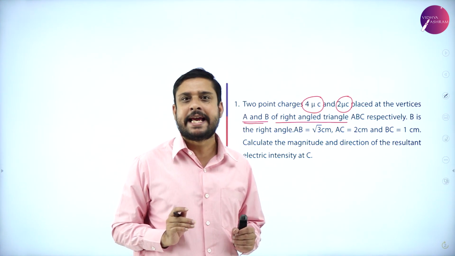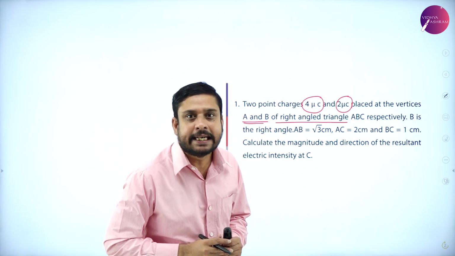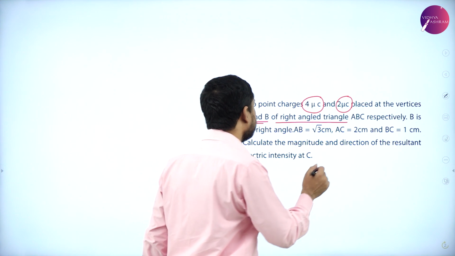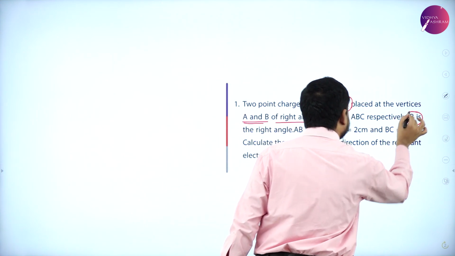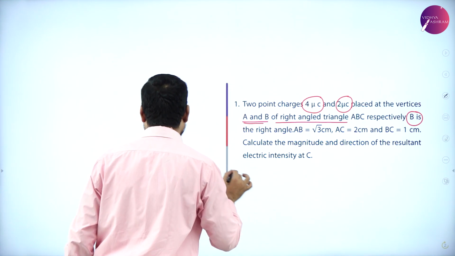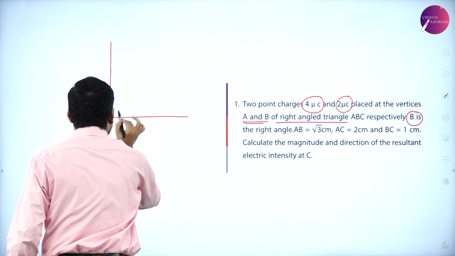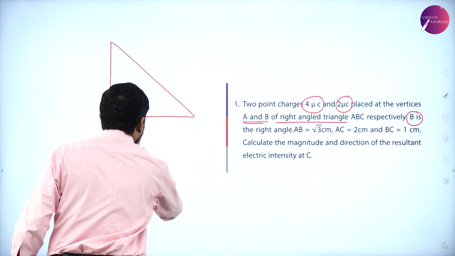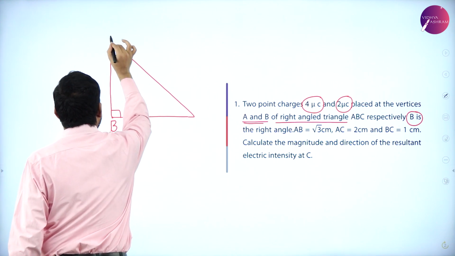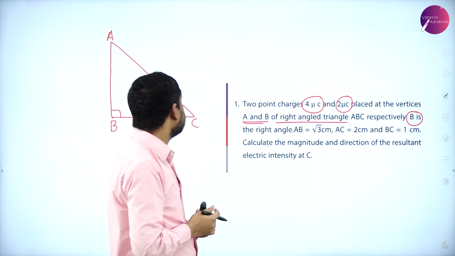So very clearly, the given triangle is a right-angled triangle. Here he says, B is the right angle. So we will construct the triangle now. According to the question, B is the right angle. So this is A and this is C.